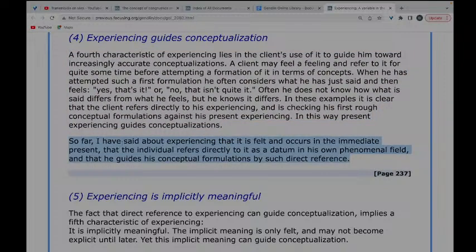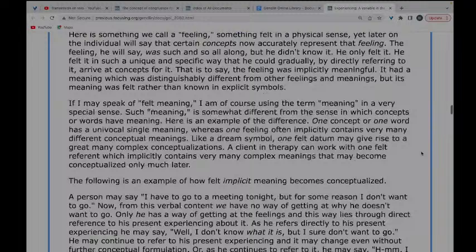So far, I have said about experiencing that it is felt and occurs in the immediate present, that the individual refers directly to it as a datum in his own phenomenal field, and that he guides his conceptual formulations by such direct reference.